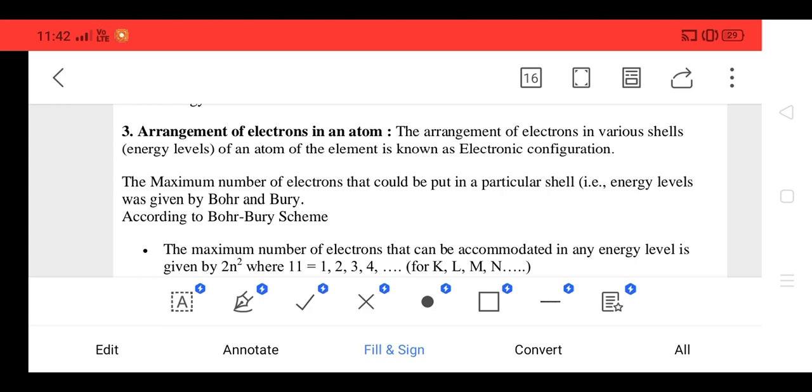How the arrangement of electrons takes place in the various shells of an atom, this arrangement we call electronic configuration.